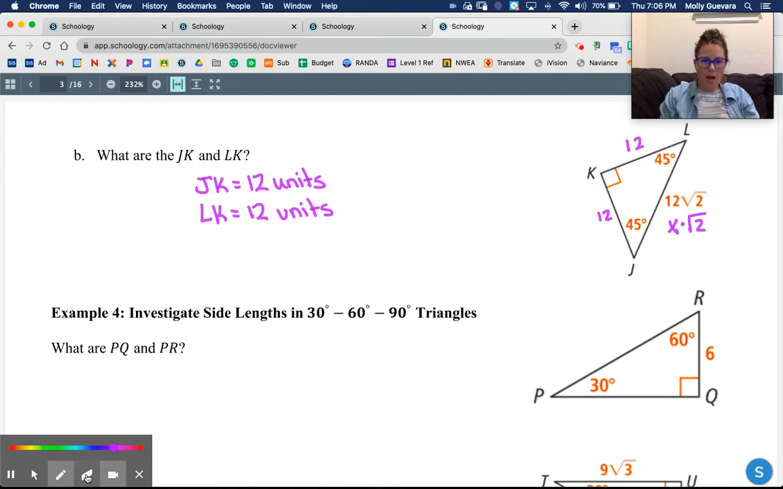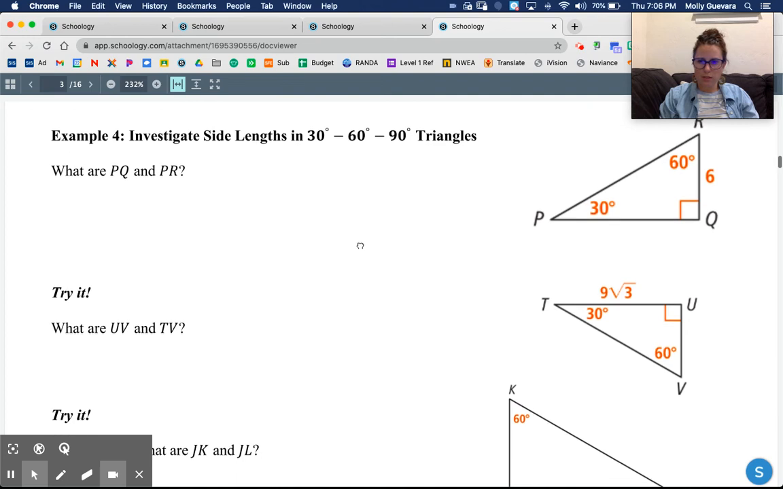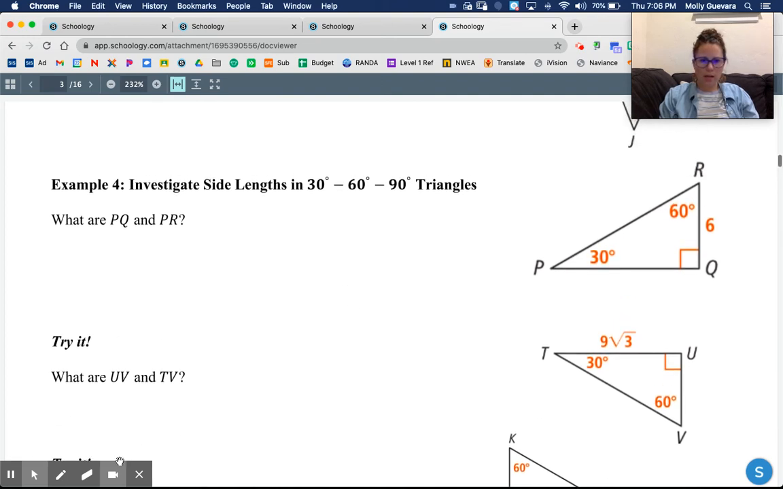Okay, now let's look at our 30, 60, 90 triangles. So I'm going to draw one of these off to the side here for us to remember. If this is 60, this is 30. So again, whatever leg is next to the 60 degrees, that's going to be my X. If I multiply that by 2, that gets me the hypotenuse. And if I take that leg and multiply it by the square root of 3, that's the third side.